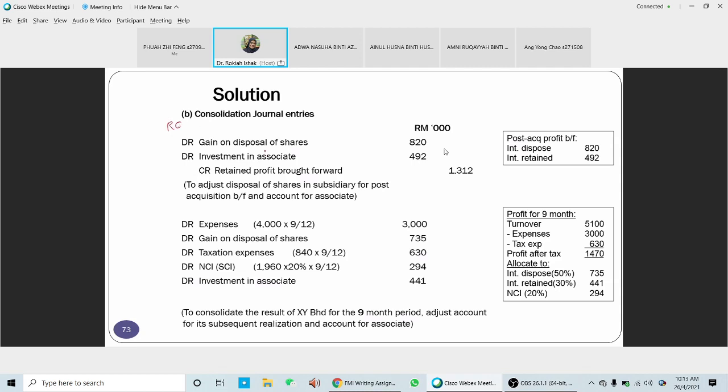The first one is your RE here. The gain on the disposal of shares here is related to the 50% that we dispose, so you're going to have 820 here, from slide number 72. Investment in associate is the one that remains, the 30% remaining stake, so this one is slide 71. We're going to have 492, the portion of the RE. So you're going to have RE brought forward, 1312.